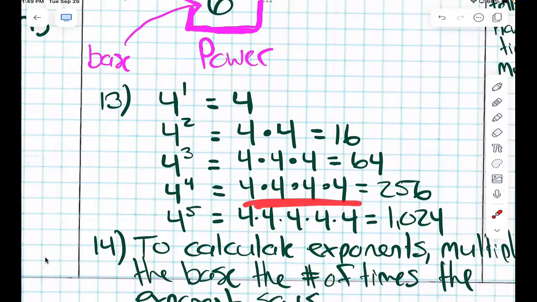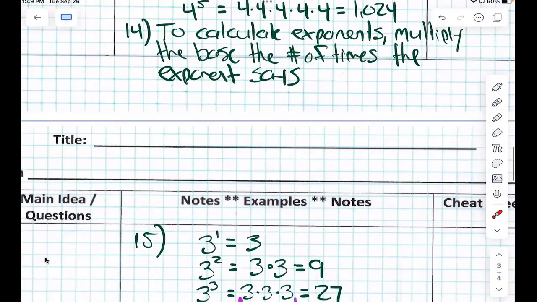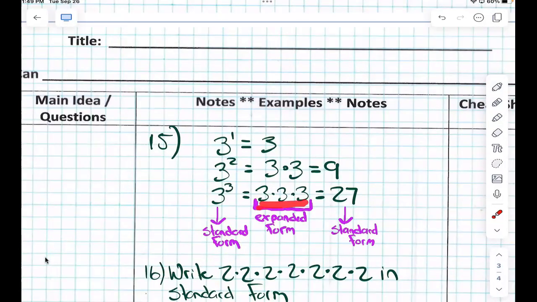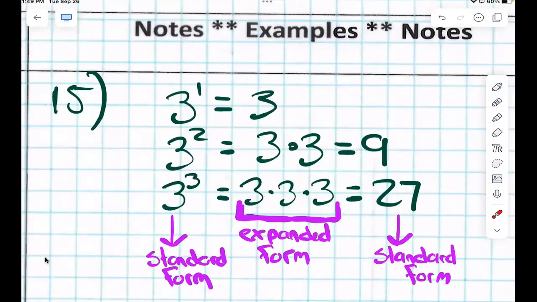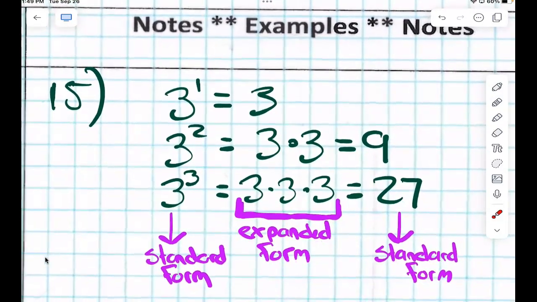So I don't really care, but 4 times 4 times 4 times 4 is 256, yes? Cool. So if we stretch it out, that's called what form? Expanded form. If we just have an answer, that's called standard form, or if we just have the power, that's also called standard form. Does everybody understand what the exponent tells the base to do? Yes. Okay?